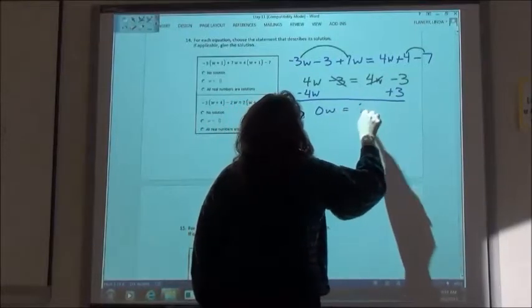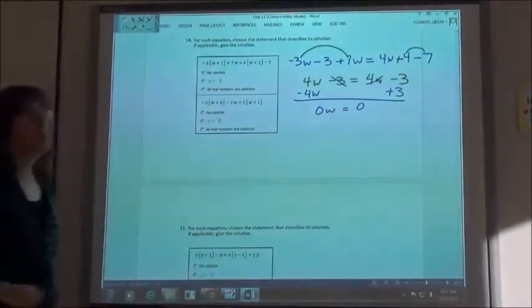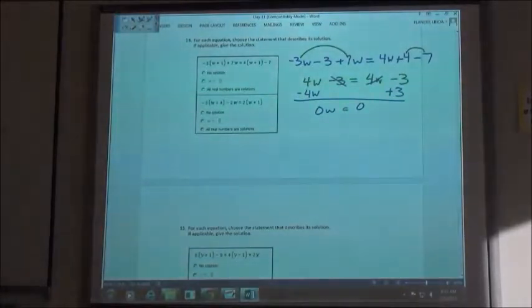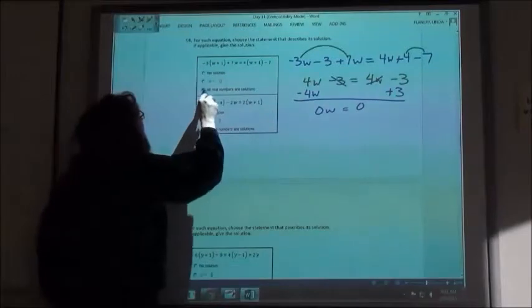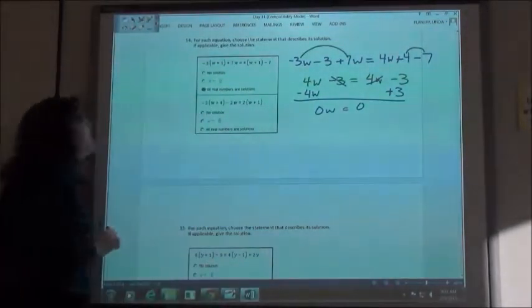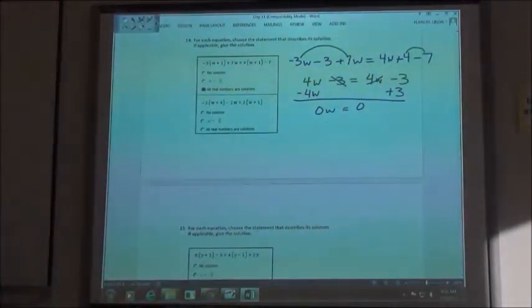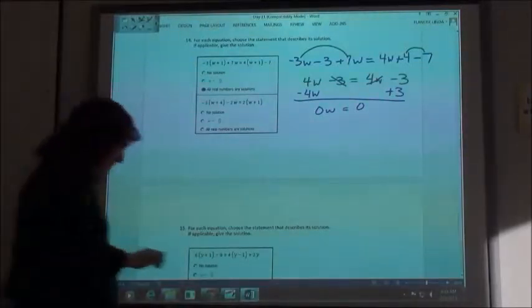Equals 0. And what did we say our answer was going to be if 0W equals 0? All real numbers, because I can take 0 times 1, 0 times 2, 0 times 586, and I'm still going to get 0. 0 times every number in the world is still 0.